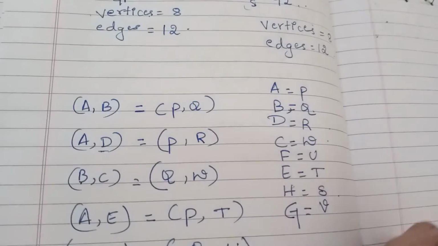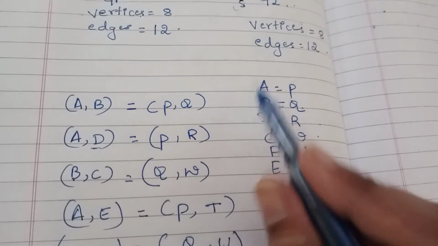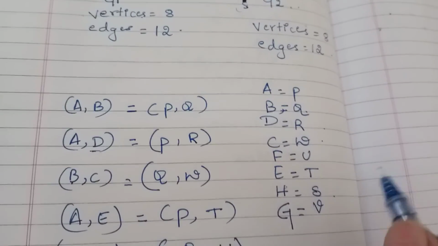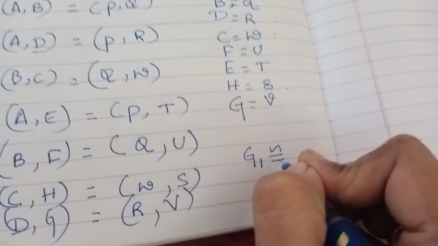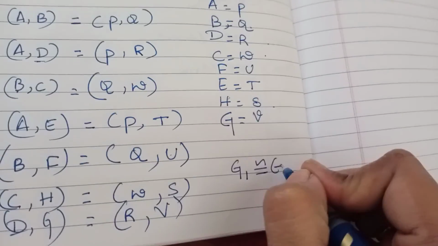So all the vertices have found equivalent vertices in the graph 1 and graph 2. That means graph 1, this is the symbol for isomorphism, is isomorphic to graph 2.